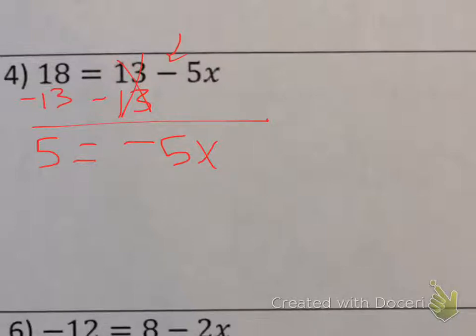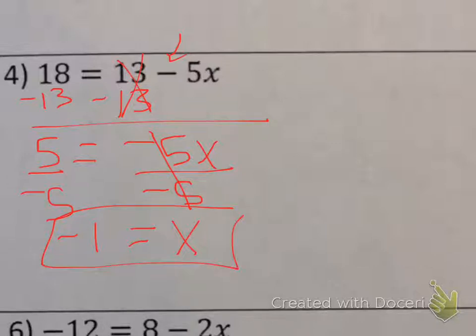So how do I get rid of a times by -5? Well, I do the opposite of timesing by -5, which is dividing by -5. It will cancel on this side. -5 divided by -5 is 1. So 1x, but I don't have to show the 1 in front of it. Over here, 5 divided by -5 is a -1. So my answer is x equals -1.